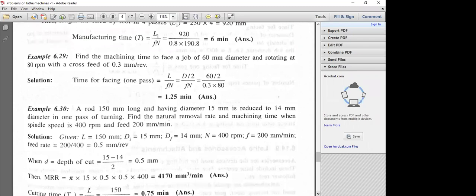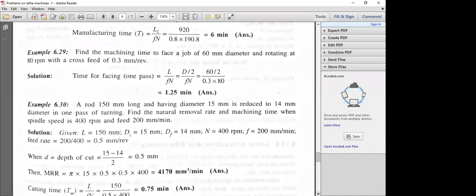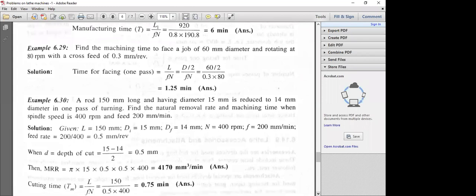So here the MRR, metal removal rate, the formula is there previously. So pi Di, what is Di? It is 15. Don't take Df, because if you take Df, you will have a problem with the metal removal rate. In the formula it is pi Di into f, which is 0.5, into d, the depth of cut, that is 0.5 again, and N. N is directly given as 400 rpm, but sometimes you have to calculate the N value depending upon the formula.